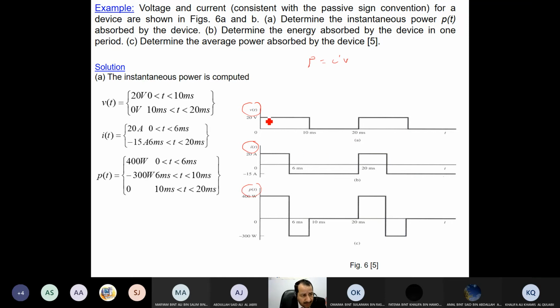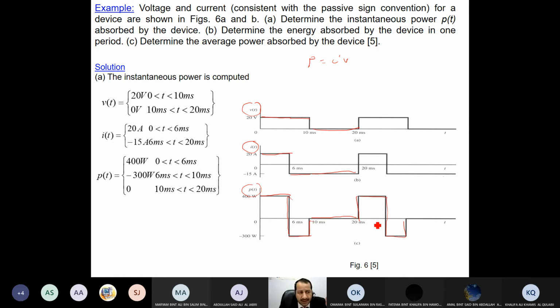So let's multiply. This voltage is 20, by this current 20, it will be 400, so the power will be 400. This voltage is 20, this current is minus 15, it will be minus 300. This voltage is zero, this current is minus 15, it will be altogether zero, and so on. We can sketch the new waveform by multiplying current and voltage. Easy? I think it's easy.